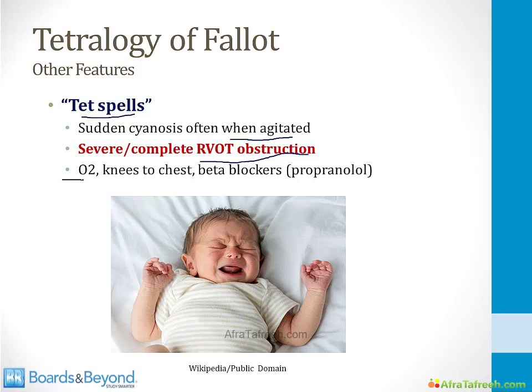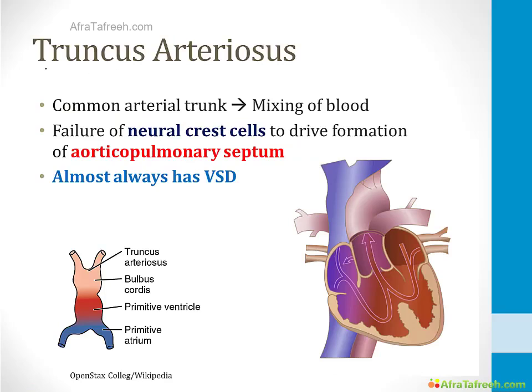Children are treated with oxygen. The knees are often pressed to the chest. This is just like squatting. It's designed to increase the afterload and drive blood flow through the lungs. And then finally, beta blockers like propranolol are sometimes helpful because they have been shown to decrease the degree of RVOT obstruction. All right, moving on, let's talk about the congenital heart condition truncus arteriosus.